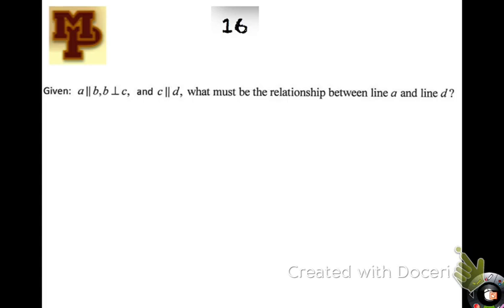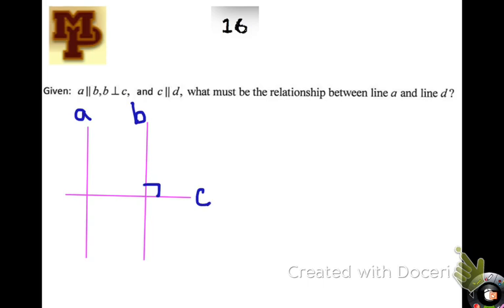Okay, for this one, what I would do is draw the situation. It says that A is parallel to B, so I would label this line A right here, and then draw another line that looks like it's parallel to it. This would be line B, and then it says that B is perpendicular to C. The only way B could be perpendicular to C is if C runs this way. So we label this line C, and then it says C is parallel to D, so we draw another line that looks parallel to C, and I would label this one D. See how those two are parallel to each other?